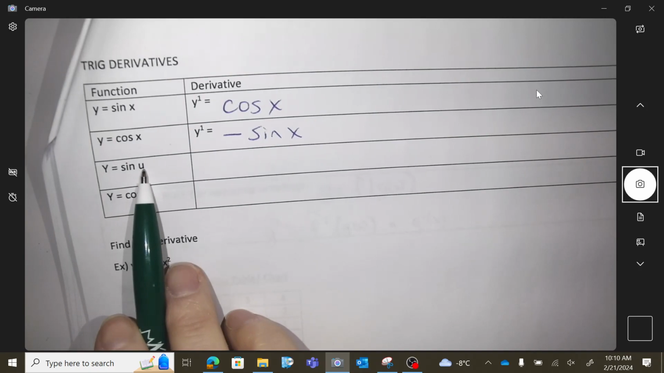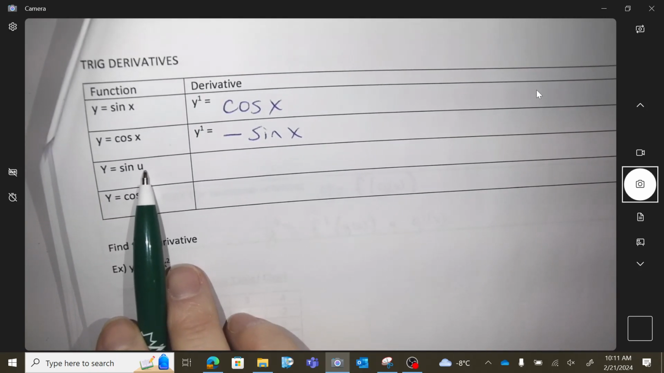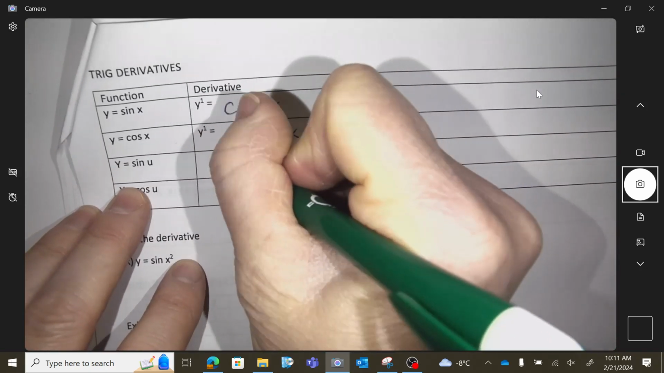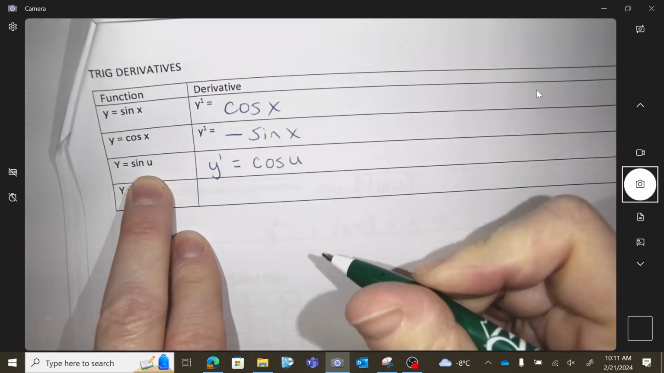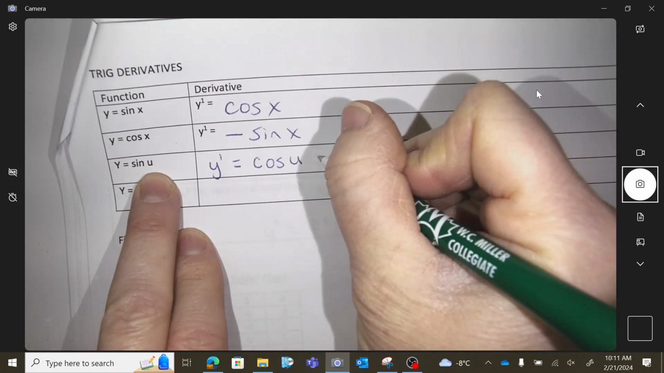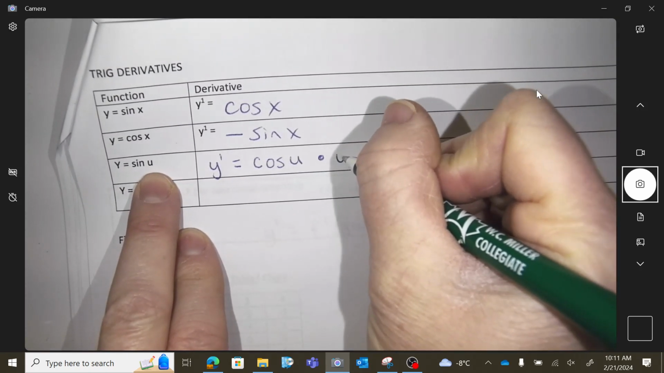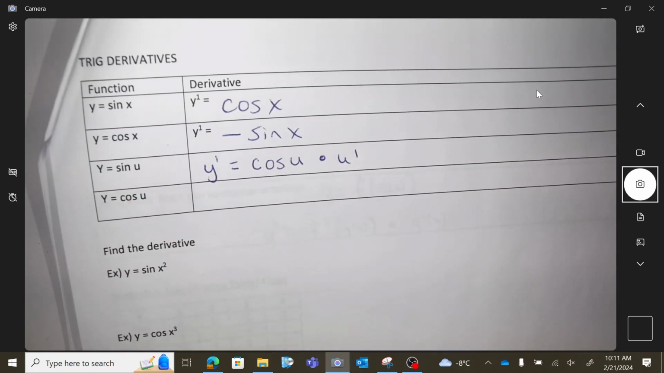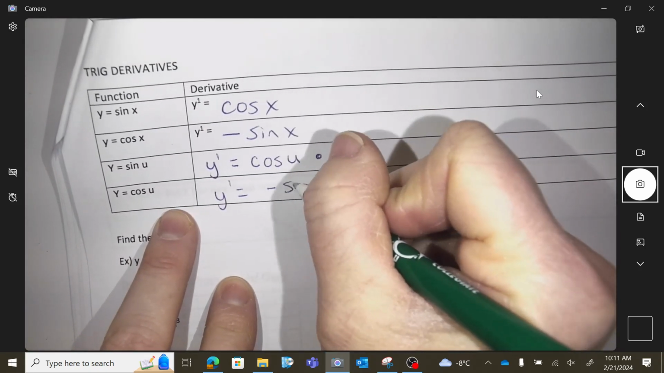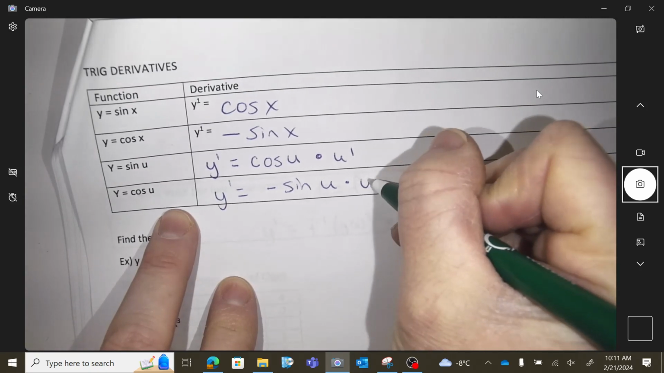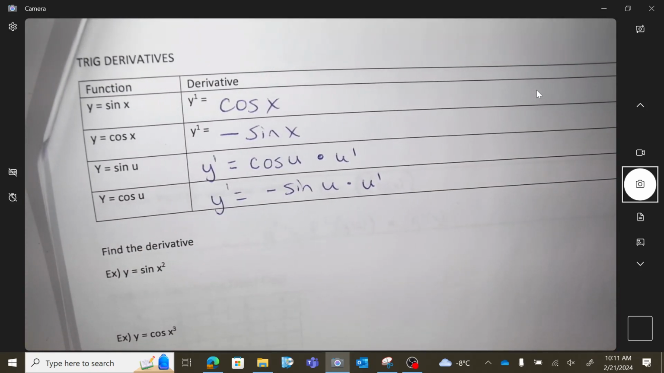So what if instead of just x, you had a bunch of stuff, a unit of stuff? Then your derivative would be the cos of u, and attach the derivative of the unit. Remember, we've kind of done that with the power law. So then what would the last thing be? Negative sine of the unit, attach the derivative of the unit.